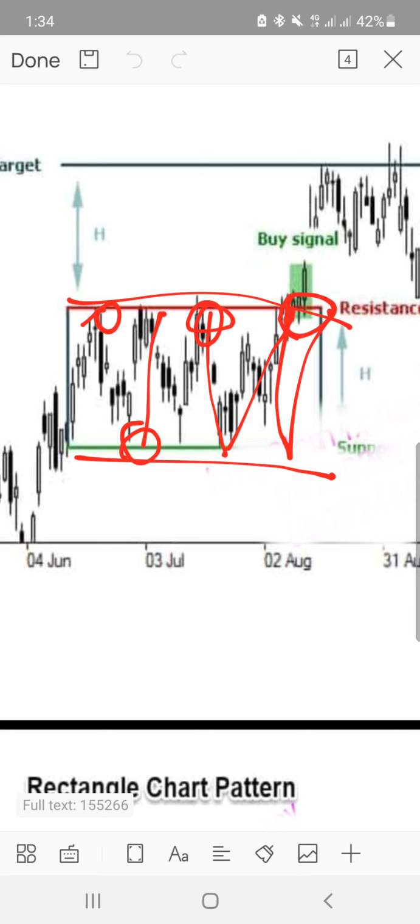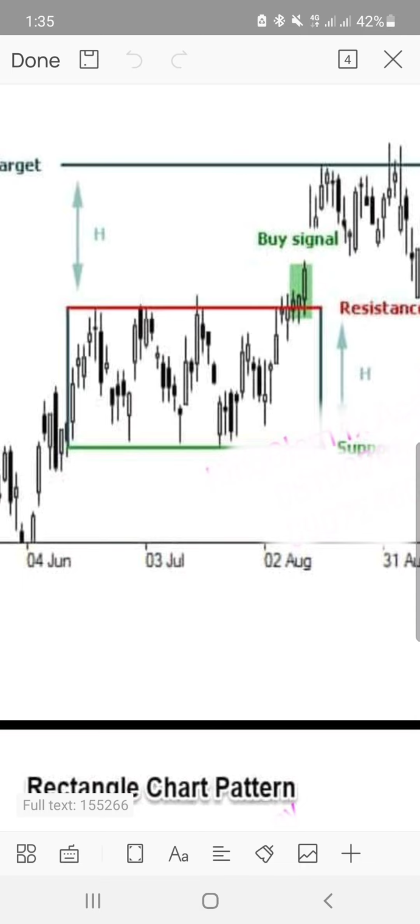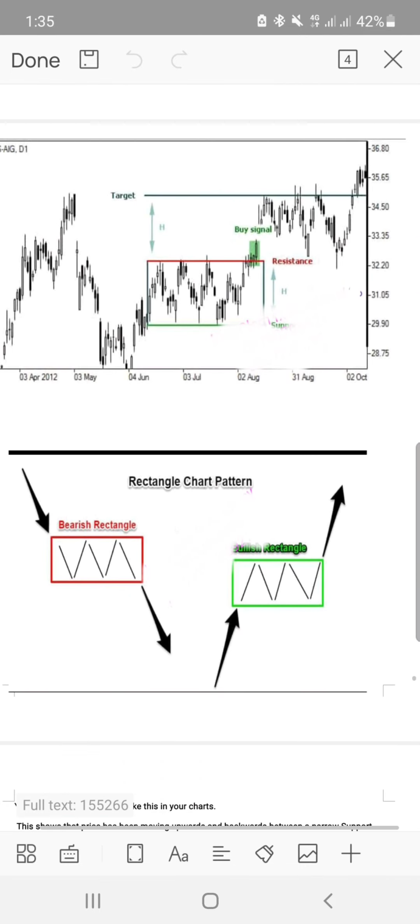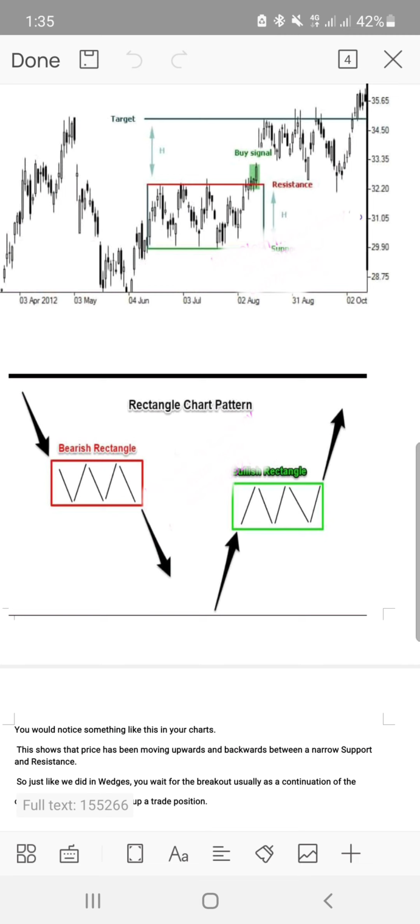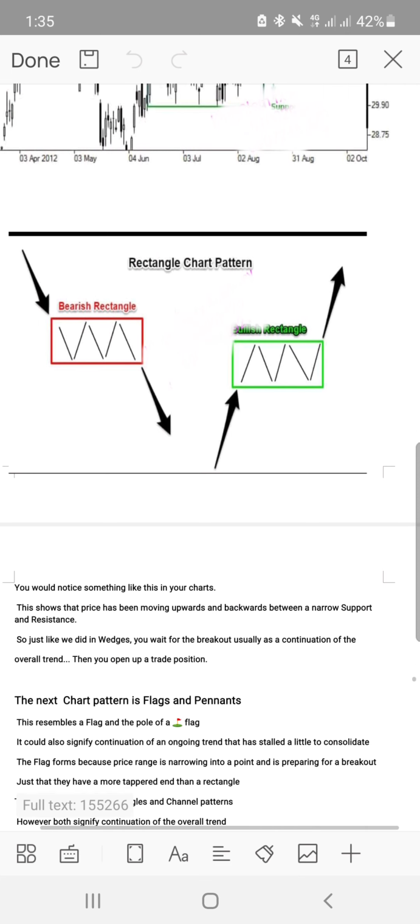Once you have reached this point, let's say you bought from here, and the market went here, and this was where it broke out. You can bring your stop loss a little bit below, so that when the market breaks out and retests, you can continue riding the market even after the breakout to this point. You understand? So that is all for the rectangle or the channel pattern. This is for bearish, this is for bullish.